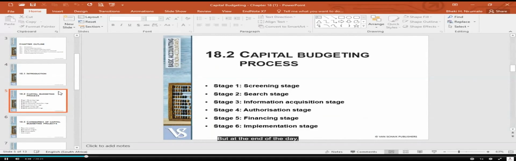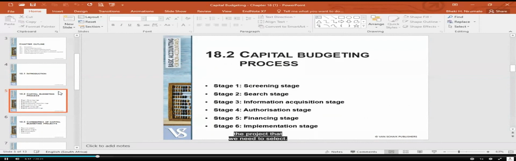Then the next stage is the authorization stage. This stage selects the most suitable project that meets the organization's needs. So in other words, at this stage, now you know this project is in line with the objectives of the company, meets the objectives of the company, and its benefits exceed the cost, so it would be selected for investment. So in other words, if the benefits are exceeding cost, this is the project that we need to select. Then the next one, number 5, is the financing stage. So to finance the project, we'll use our own money or we use borrowed money.